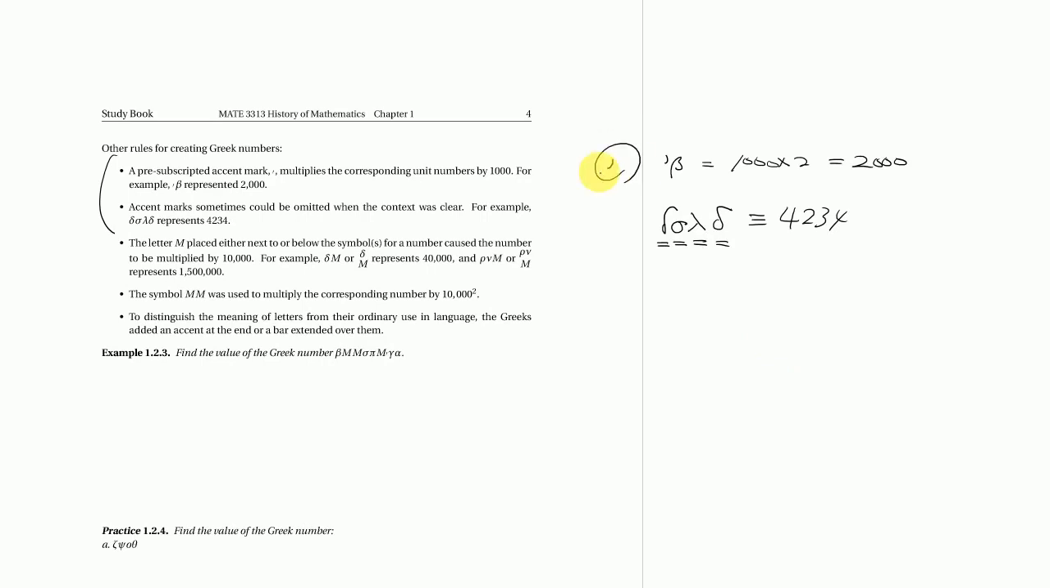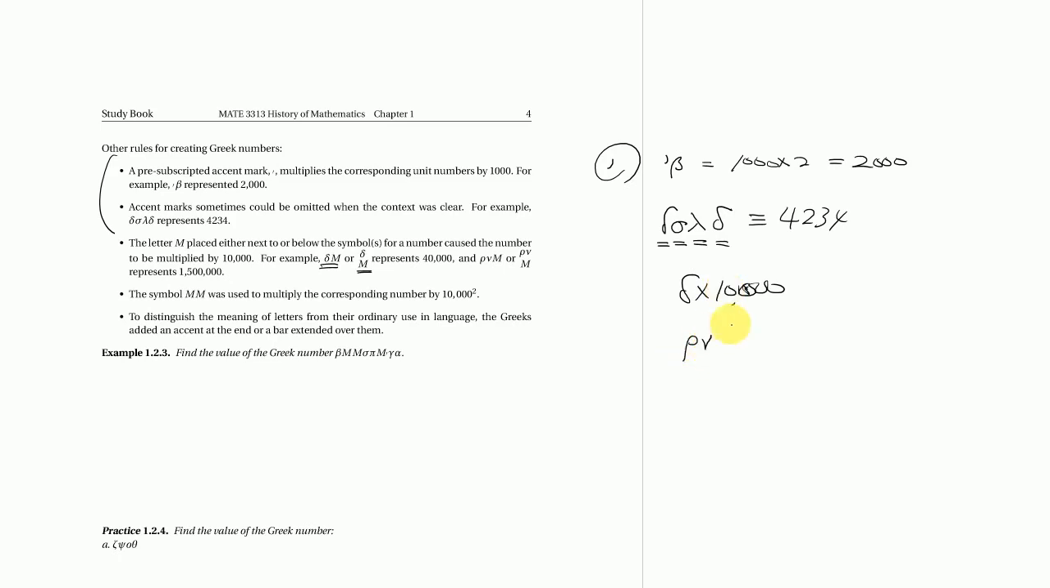number. Okay? And the letter M, the capital, placed next to or below any symbol or symbols, means we want to multiply that symbol value by 10,000. So delta M or delta sub M is delta times 10,000, and delta is 4, so 4 times 10,000, so it should be 40,000 for that.